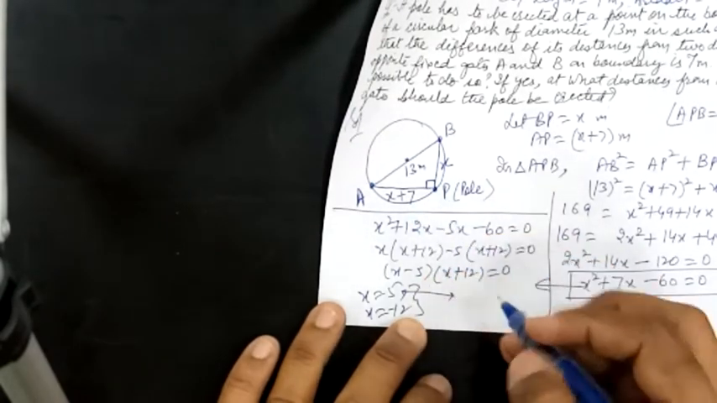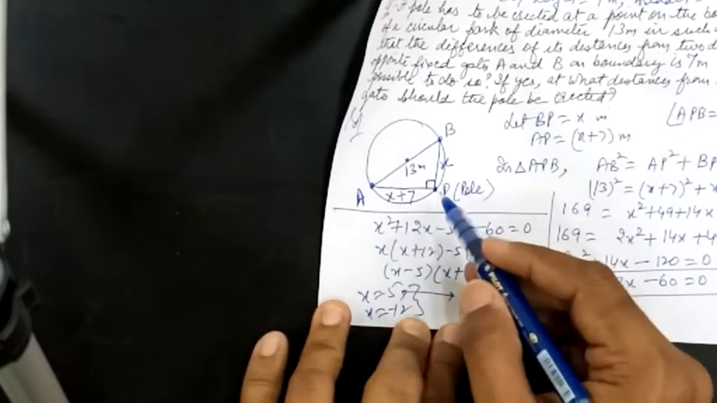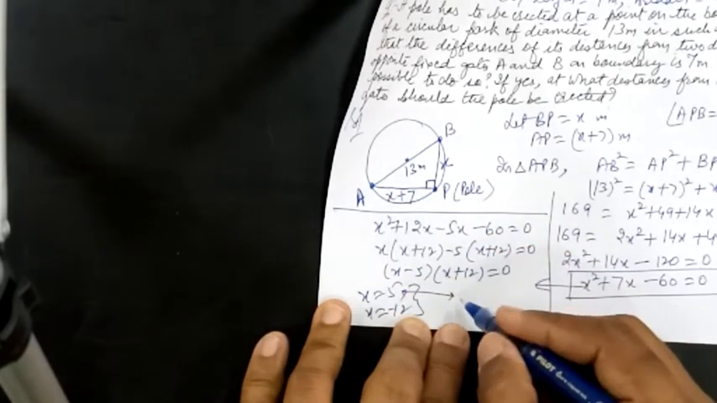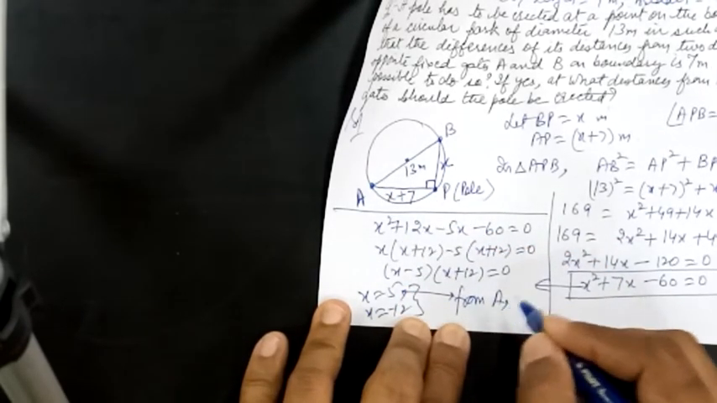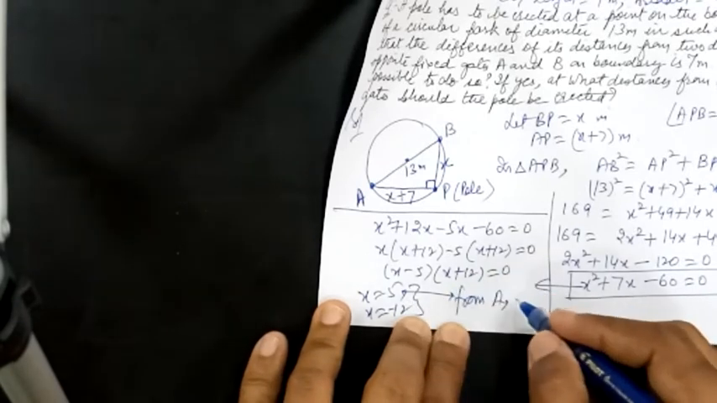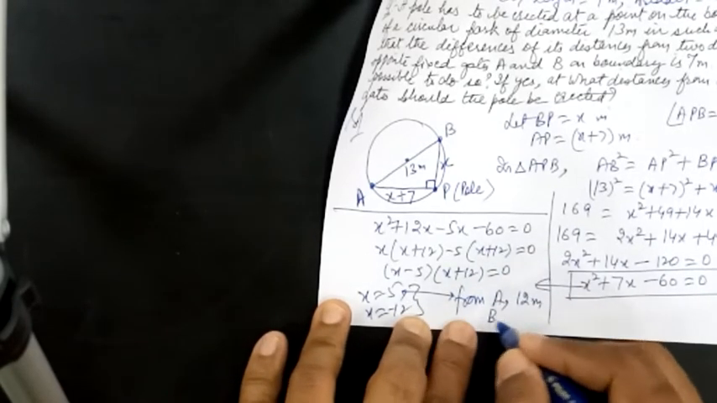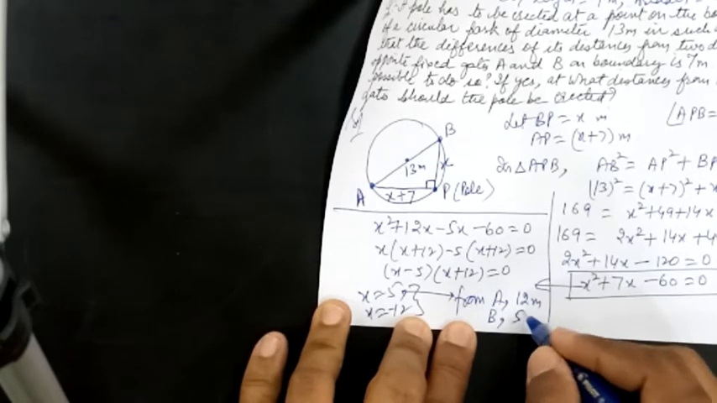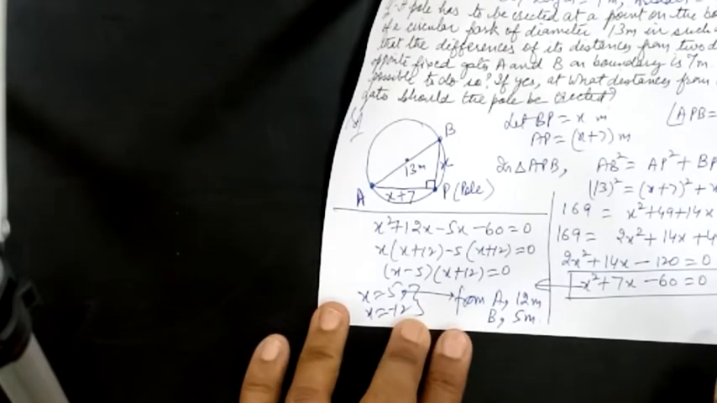So the distance of the pole from A will be x plus 7, that is 12 meters, and from B the distance will obviously be 5 meters. I hope you are getting the question here. Now the last example for today that I am going to discuss with you is this one.